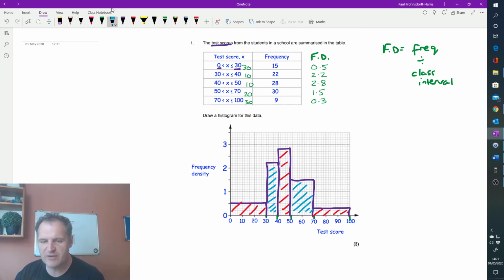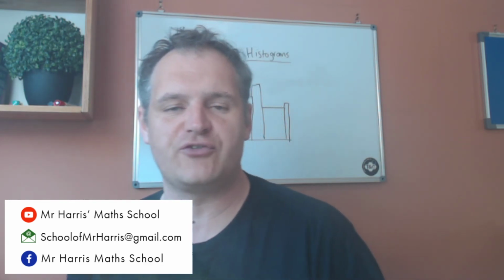This has been a brief lesson on histograms. I hope you found it useful. I've tried to explain it as best I can. Hopefully you'll be able to use it to improve your histogram knowledge, answer any questions. If you're in my class or any of the other classes from First Plat, then brilliant, you'll be able to use this to help you with your learning for this week.